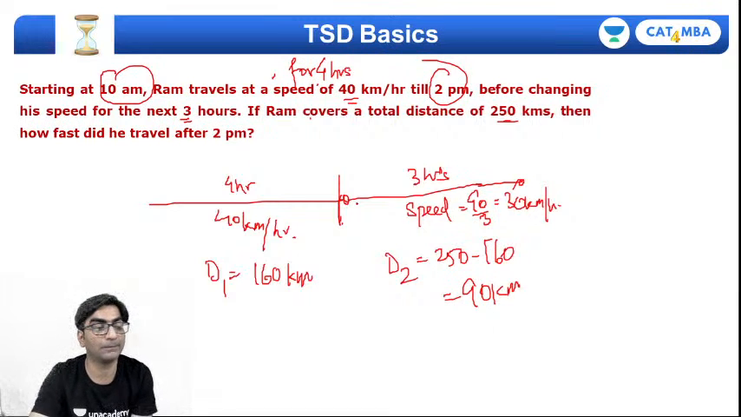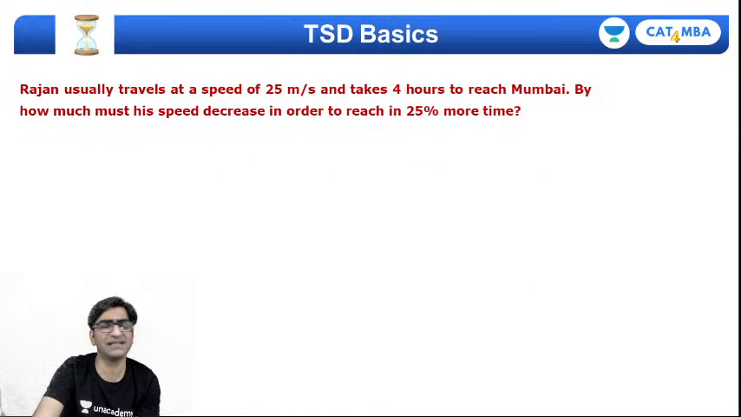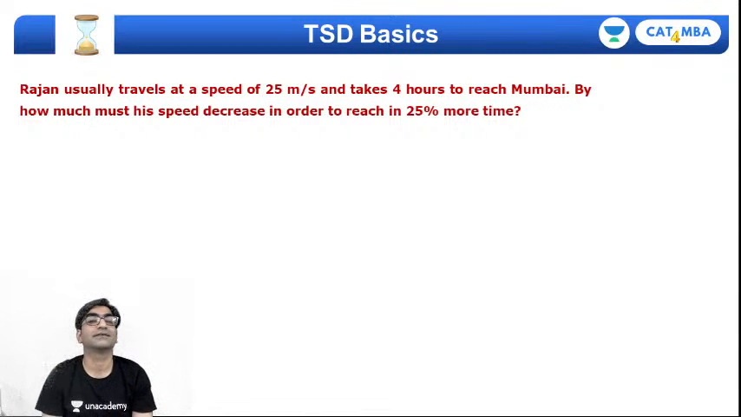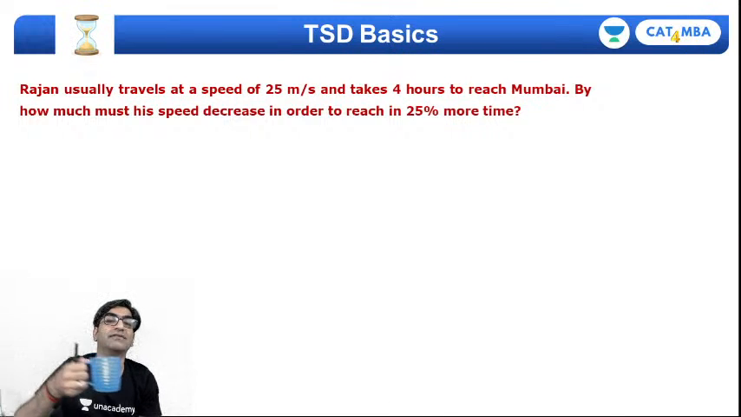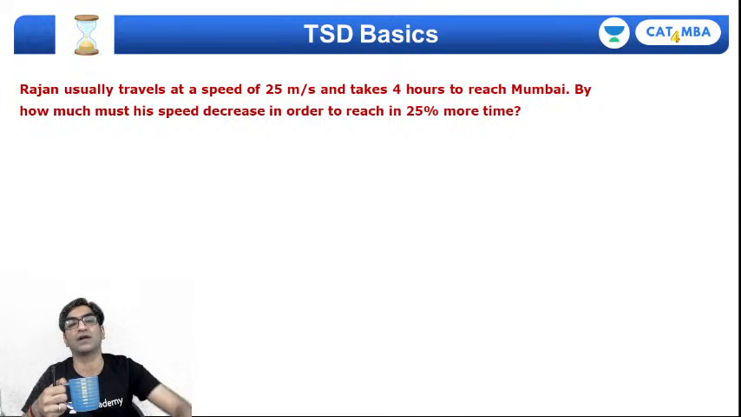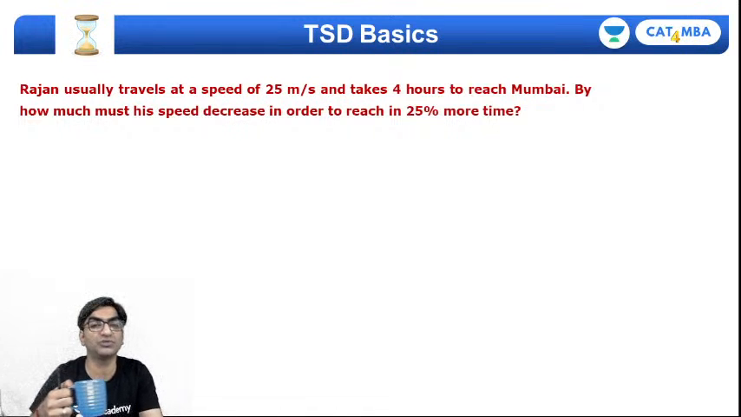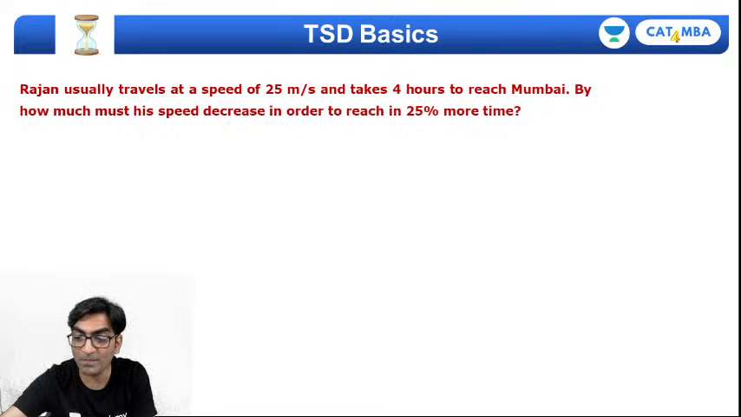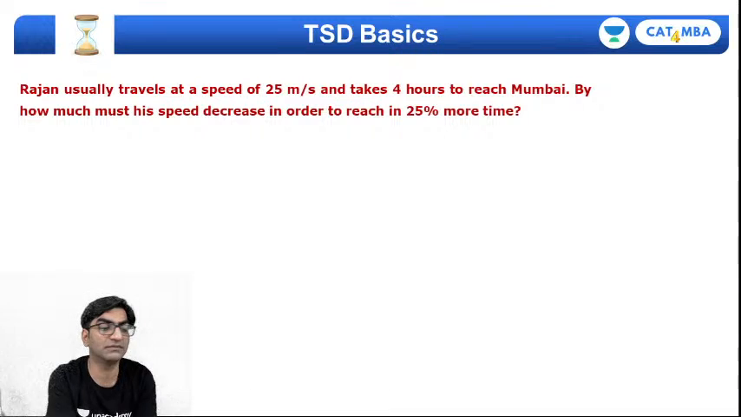Yeah, this is the kind of question that if you get in the exam, make sure that you crack it, make sure that you get this right. Try this one. Rajan usually travels at 25 meters per second, takes 4 hours. If he wants to take 25% more time, how much should his speed decrease? What do you think? Live viewers, those watching live, please comment, just so I know what's happening.